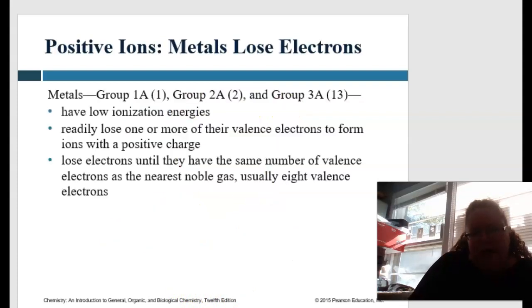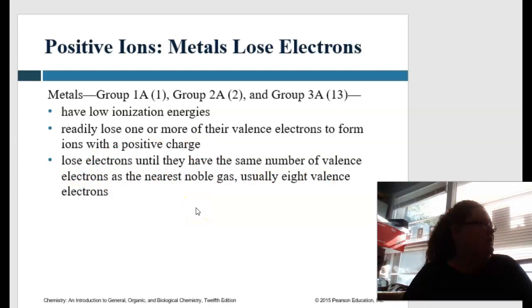So looking at positive ions, these metals are going to lose or donate those electrons. And those metals in group 1A, group 2A, and group 3A have low ionization energies, and so they're readily going to lose one or more of their valence electrons to form ions with a positive charge. They lose the electrons until they have the same number of valence electrons as the nearest noble gases.